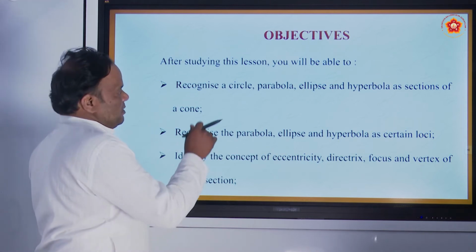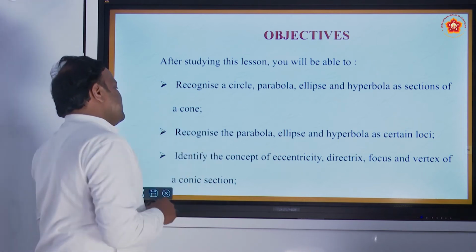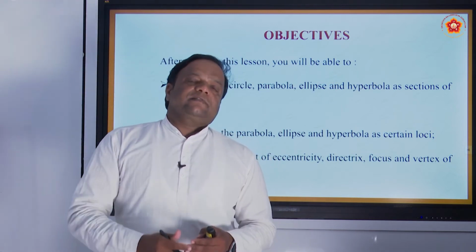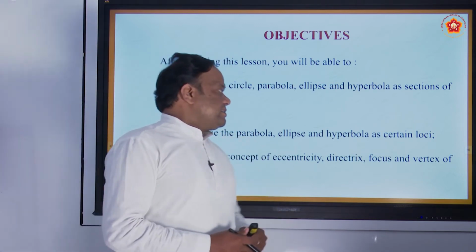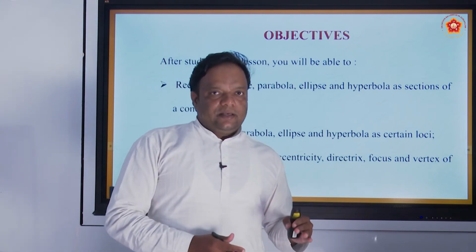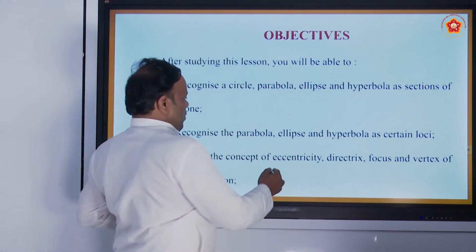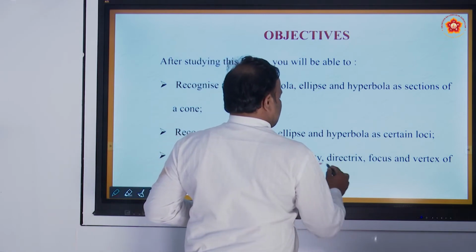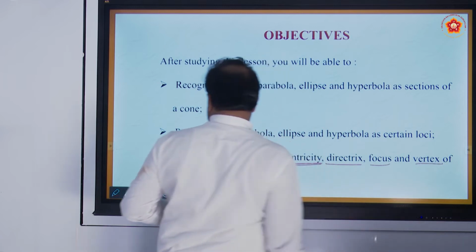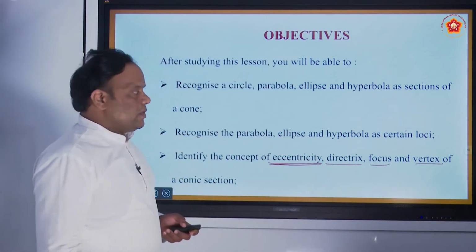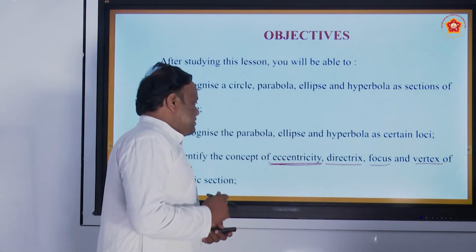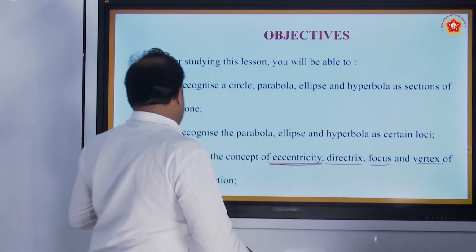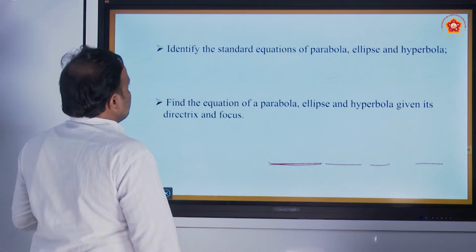So that is called the concept of eccentricity. What is the eccentricity here? You have to identify the concept of eccentricity, directrix, focus and vertex. These are very important in the different conic sections. Eccentricity, directrix, focus and vertex of the conic section. These words are very important. What is the eccentricity? What is the directrix? What is the focus? And what is the vertex? See, observe here.